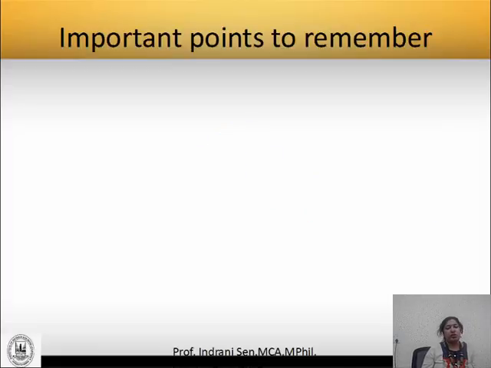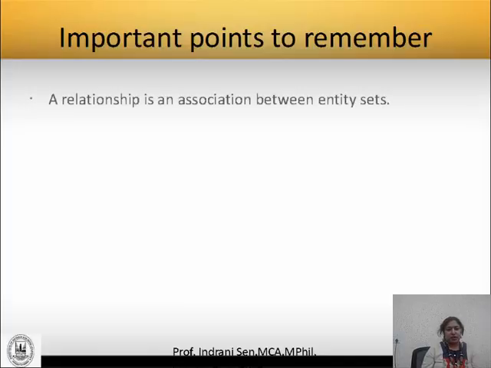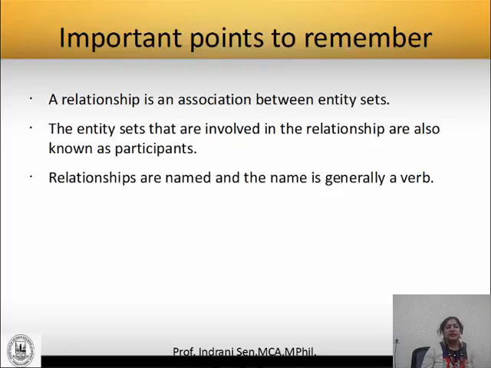There are some important points to remember about relationships. A relationship is an association between entity sets. Entity sets that are involved in the relationships are known as participants. The name which you give to a relationship is generally a verb because it depicts an action. The name which you give to an entity is generally a noun because it refers to the name of a person, a thing, a place, and so on. But while modeling relationships, we generally prefer giving a verb to it.